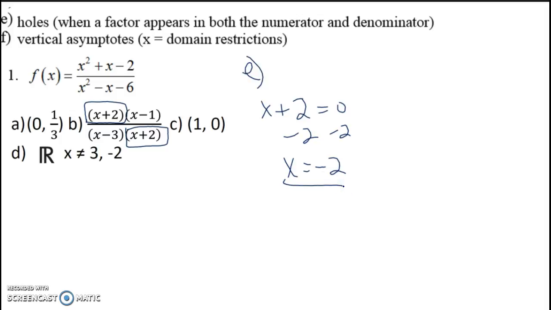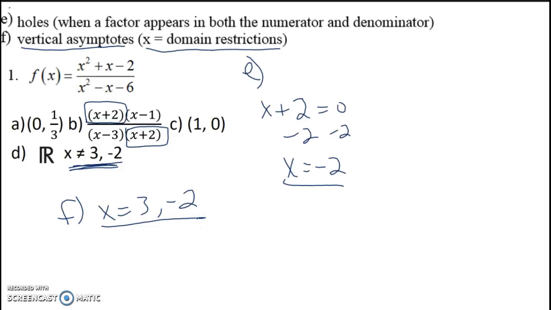Now I'm looking for vertical asymptotes, and it's where x is equal to the domain restriction. So my vertical asymptotes are going to be right here. So F is x equals 3 and -2. My vertical asymptotes are where x is set equal to domain restrictions. These are my domain restrictions, these are my vertical asymptotes. Now these are lines, remember? An asymptote is a line. All right, that was number 1.